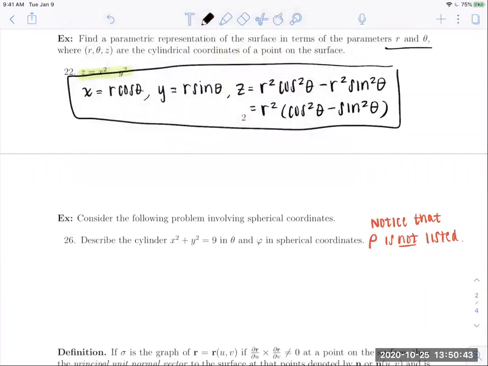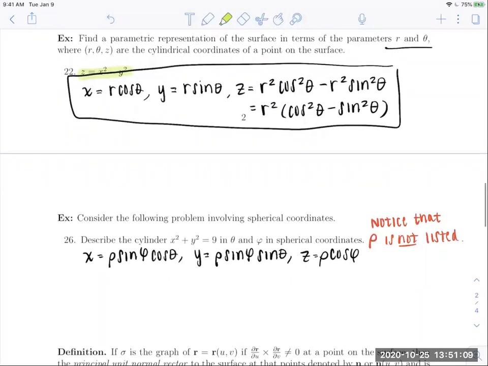Now, our standard coordinate system for spherical coordinates is x equals rho sine phi cosine theta, y equals rho sine phi sine theta, and z equals rho cosine phi. So our goal is to get rid of rho in each of these coordinates while somehow using the relationship that x squared plus y squared equals 9.